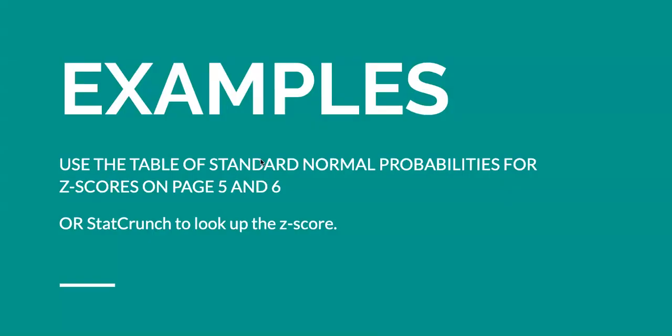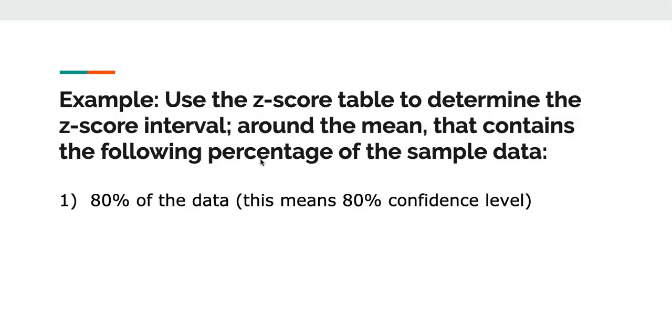Now let's look at 4 quick examples, and this is up to you. You can either use the table of standard normal probabilities that are attached on pages 5 and 6 to find the z-scores, or if you just want to use StatCrunch to look up the z-scores, we can do that too. But you have to use one of these methods to look up the z-scores, okay? Let's look at 4 examples on, I think, page 4.